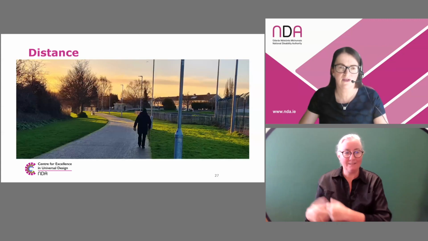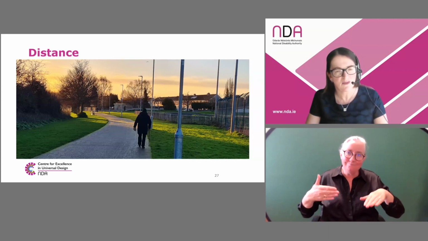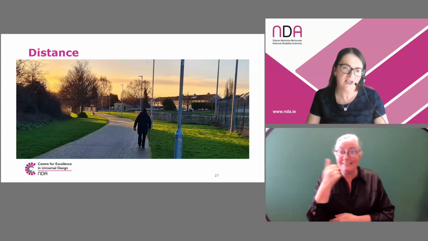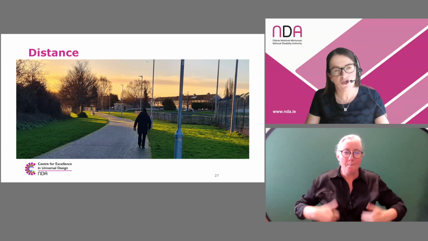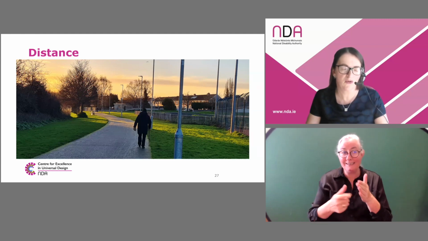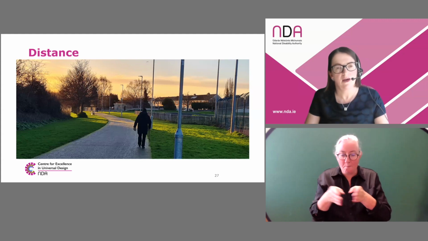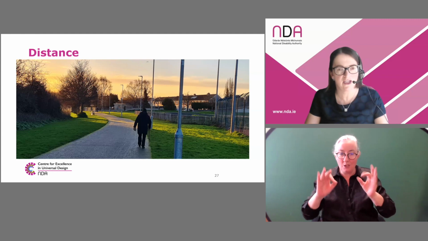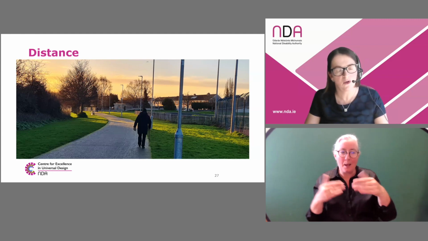With regards to low physical effort, I just wanted to highlight the issue of distance because I think it's very easy to forget about. This is an image from my local park early in the morning out for a walk. And during COVID, our local authority did fabulous work upgrading the paths. They doubled the width and they resurfaced them. So this path is a generous width, it's a smooth surface, it's relatively wide. And in the image here, there's a picture of a man using a walking stick.